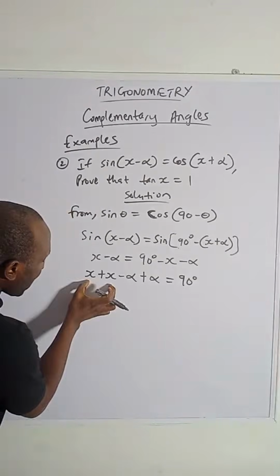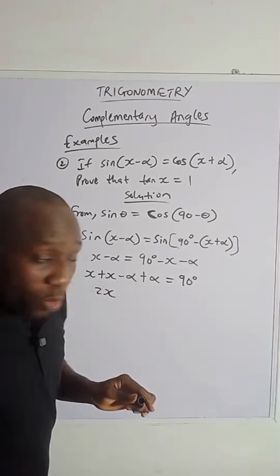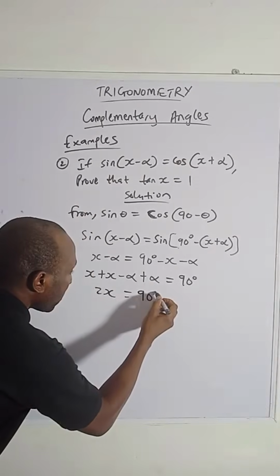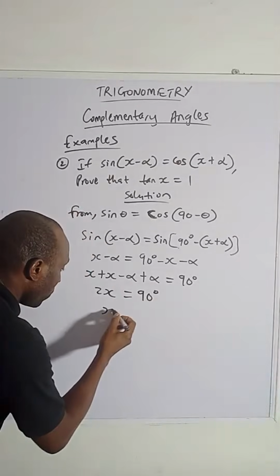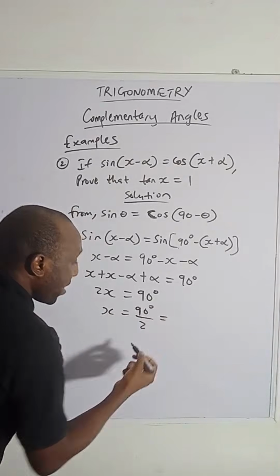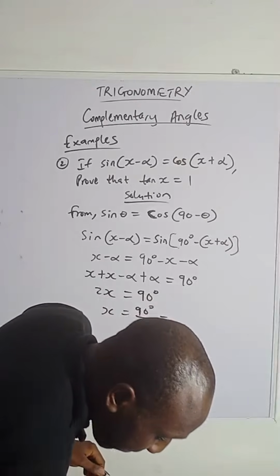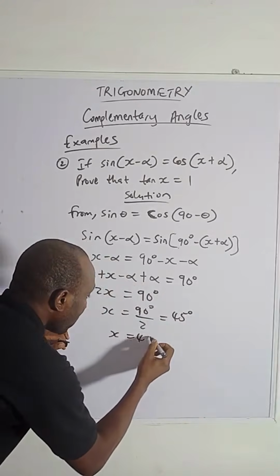Let's move on. So x plus x is 2x, minus alpha plus alpha is what? 0. And this is equal to 90 degrees. If you divide both sides by 2, x will be equal to 90 degrees over 2. And if you divide 90 by 2, you get what? 45 degrees. So x is equal to 45 degrees.